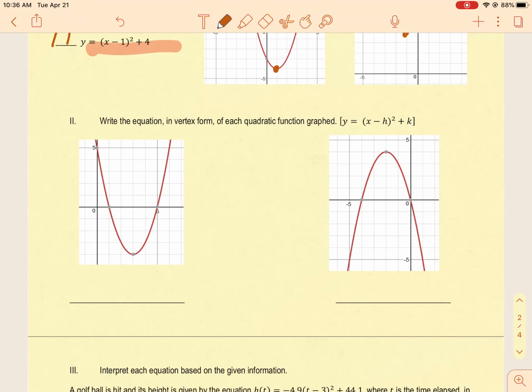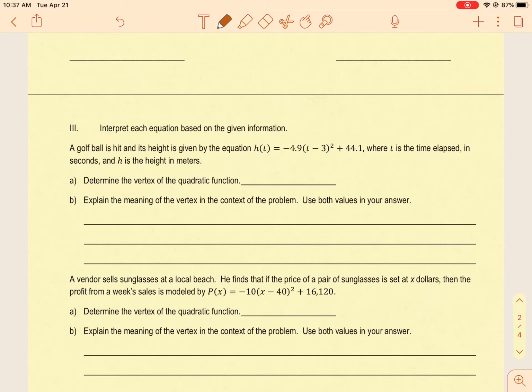With the next part, assuming that there's no value of a out in front that makes it wider or narrower, you should be able to just come up with the equation based on where the vertex is. So it's not meant to confuse you. It is supposed to be a quick answer. What I really want to highlight, though, are these word problems.